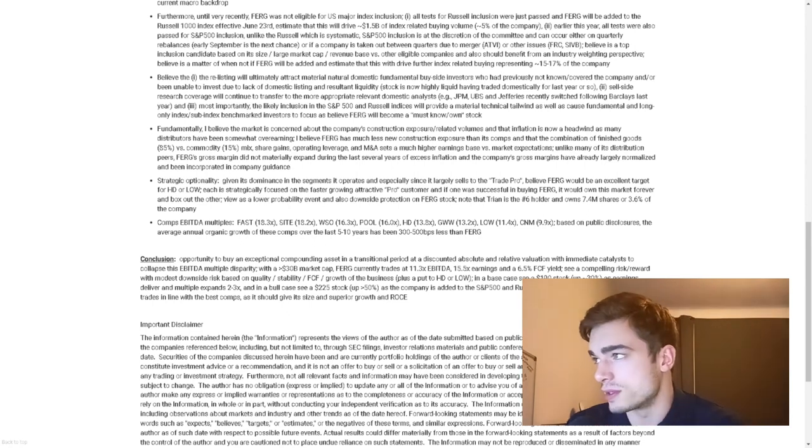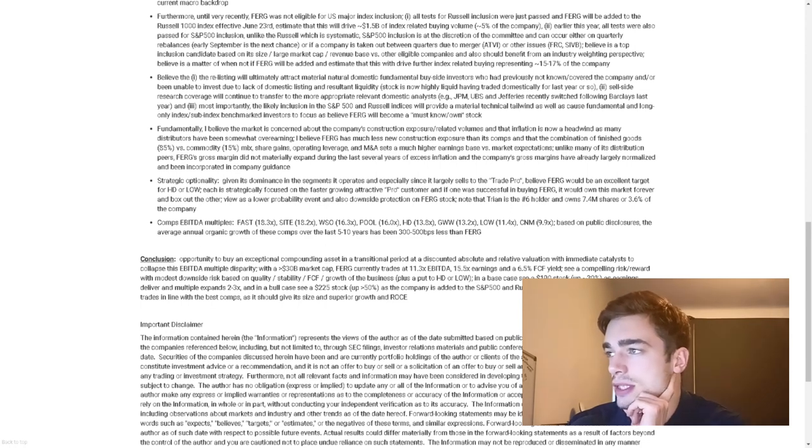Estimate that this will drive $1.5 billion of index-related buying volume, 5% of the company. Number two, earlier this year, all tests were also passed for S&P 500 inclusion. Unlike the Russell, which is systematic, S&P 500 inclusion is at the discretion of the committee and can occur either on quarterly rebalances, early September is the next chance, or if a company is taken out between quarters due to a merger, ATVI, Activision, or other issues, FRC, SIVB. Believe FERG is a top inclusion candidate based on its size, large market cap and revenue base versus other eligible companies, and it should also benefit from an industry weighting perspective.